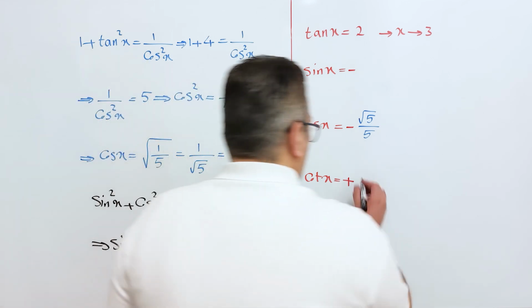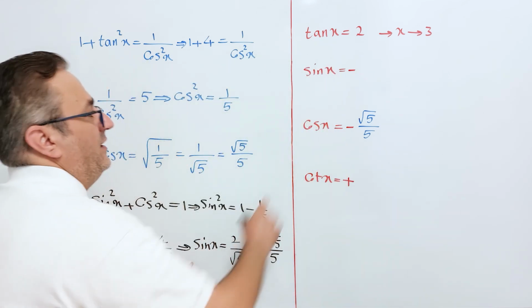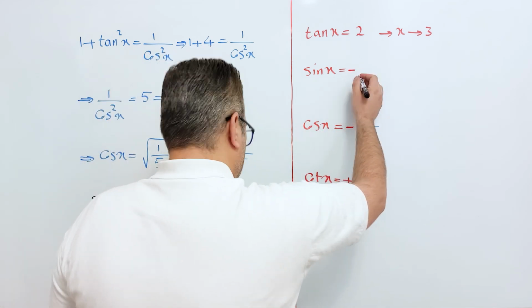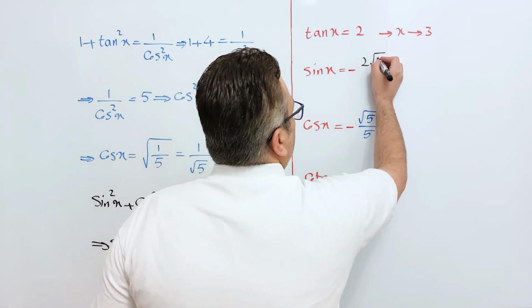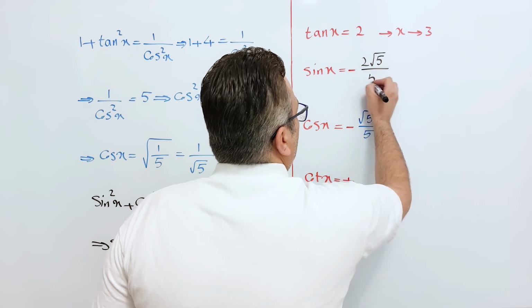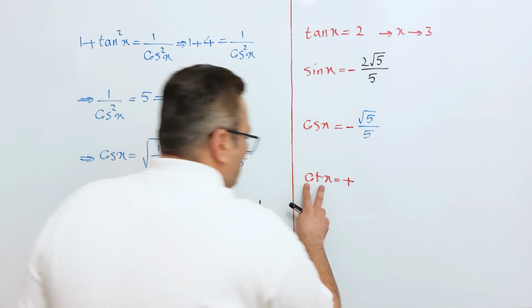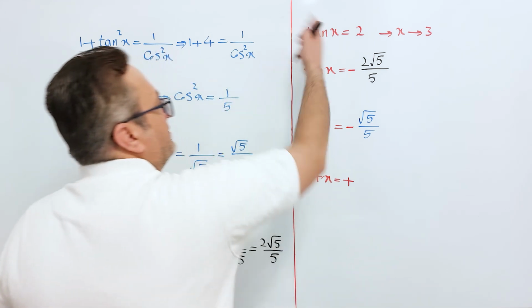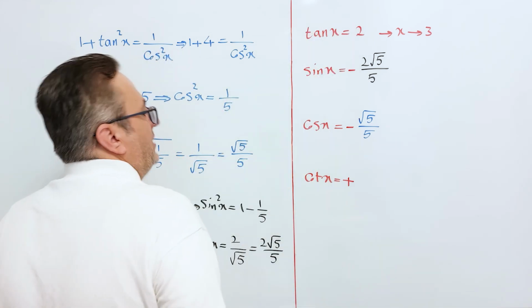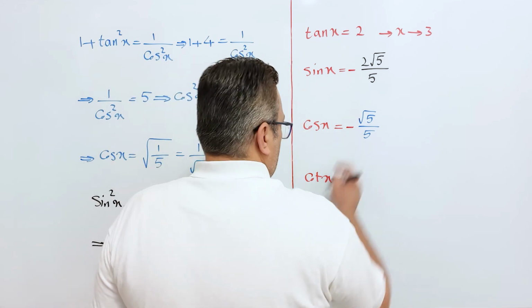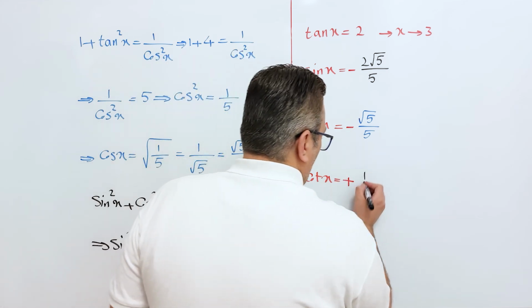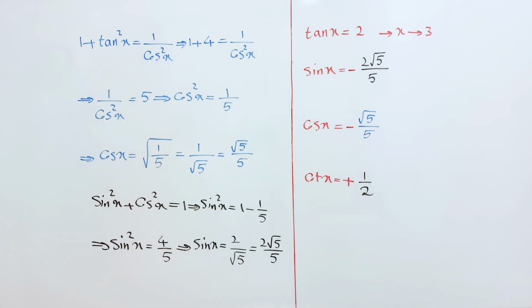And now sine x is equal to minus 2 times the square root of 5 divided by 5. And finally, cotangent x is the reciprocal of tangent, and so cotangent x is equal to 1/2.